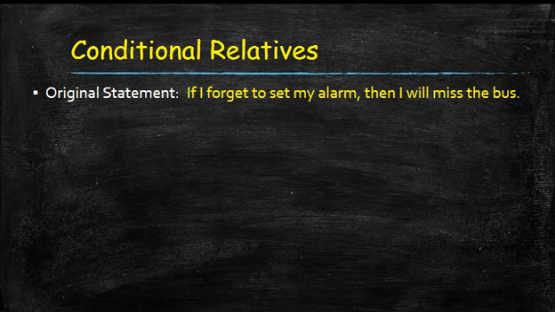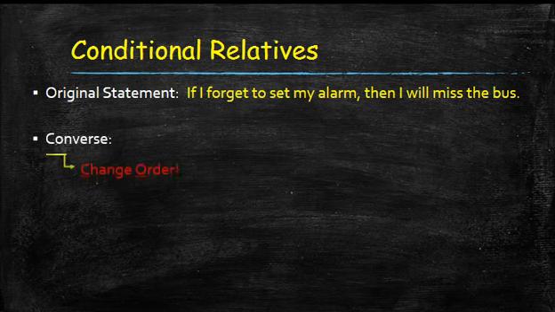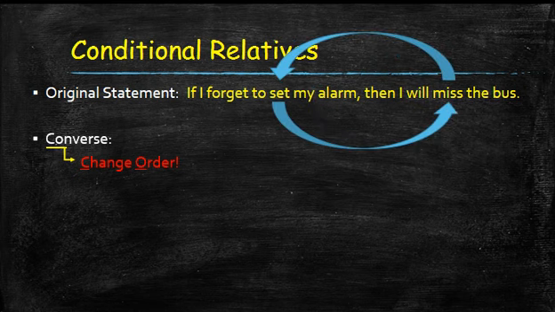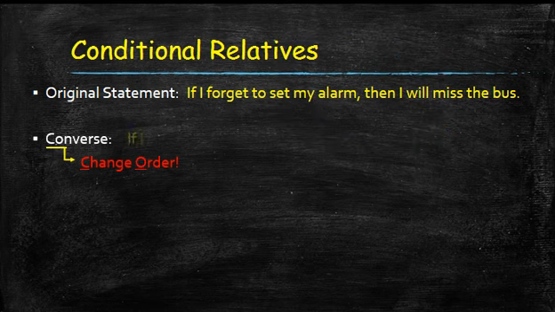Okay, let's talk about some conditional relatives. Here I have my original statement. If I forget to set my alarm, then I will miss the bus. Our first conditional relative is converse. We focus on the first two letters, CO. This tells us to change order. So our converse statement is, if I miss the bus, then I forgot to set my alarm.